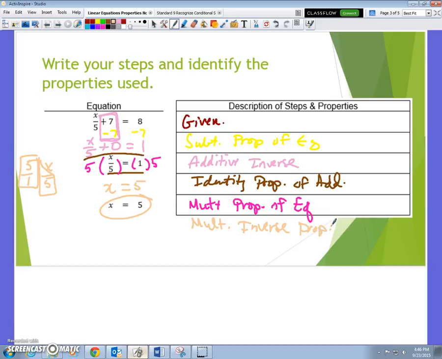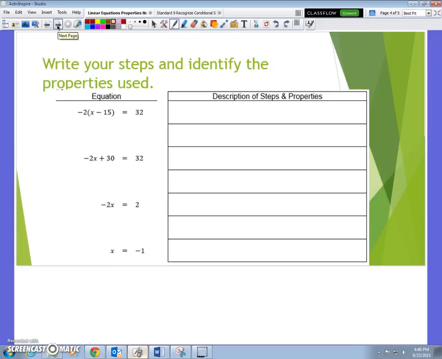Alright, so we got a lot of different properties for each one of these examples. Now let's throw a little distributing in here. Love me some distributive property. Okay, so we're going to start with the given. We got some more steps this time. And this time I'm going to start by distributing. And the whole negative gets distributed to both parts.